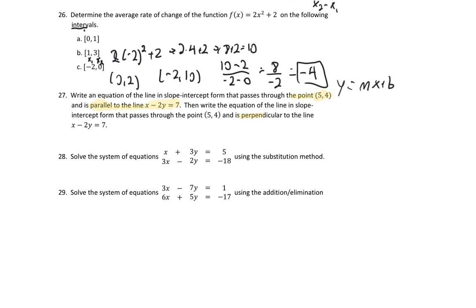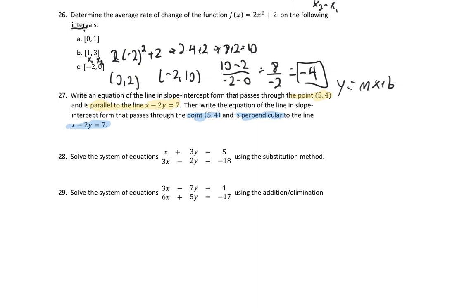Then I'll highlight in a second color for the second part. We need to write the equation again in slope-intercept form. It passes through the same point, and now it's perpendicular to the same line. Okay, the first thing I want to do is write this line.